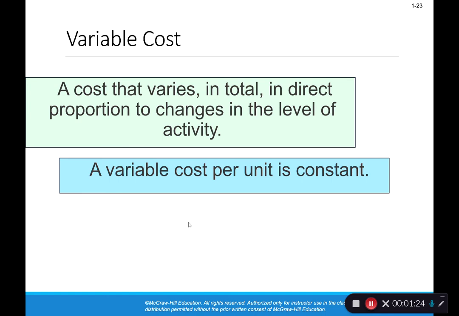An example of this is if you were trying to print a page at UNH and they charge you 10 cents a page. So the variable cost per unit is 10 cents, but if you print out 10 copies, it costs $1. If you print out 20, it costs $2, and so on. So the total cost of printing changes, and therefore it's a variable cost.